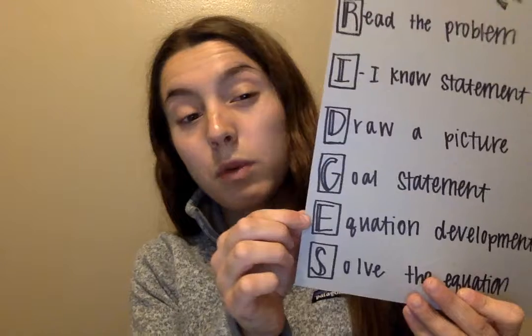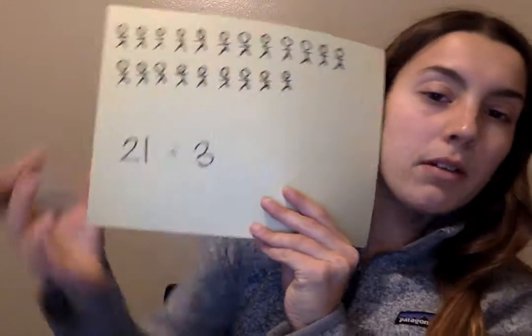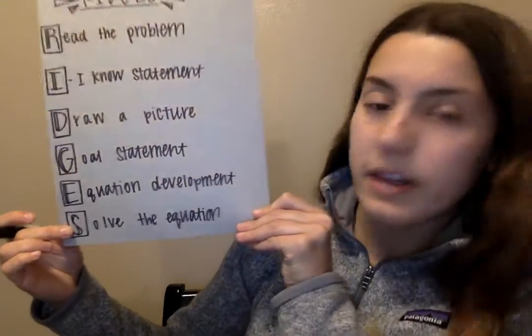So I know that there are 21 people and we need to divide by 3 because there are 3 people to each van. So 21 people and 3 people to each van. We are then going to move on to solving the equation. I will also show this in picture form.